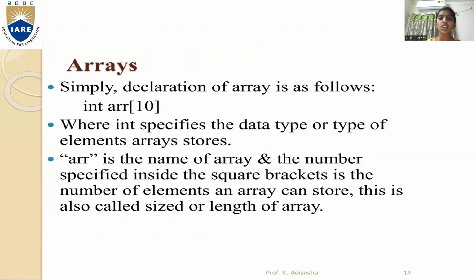Simple declaration of an array is as follows: int array[10], where int specifies the data type or type of elements an array can store. Array is the name of the array, and the number specified inside the square brackets is the number of elements an array can store. This is also called the size of the array or length of the array.